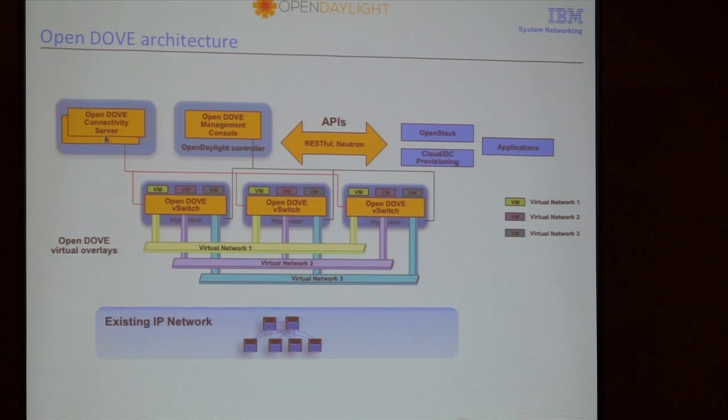The connectivity server runs as a cluster. This is essentially the control plane for Dove. So the connectivity server handles things like address dissemination, discovery of VMs and their location, handling of policy dissemination. All of those kinds of things are managed in the control plane.